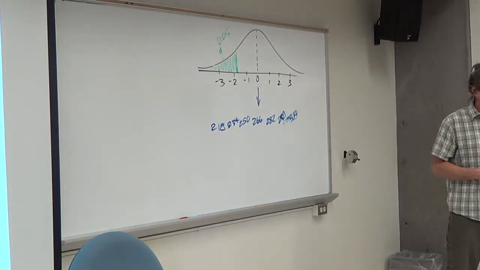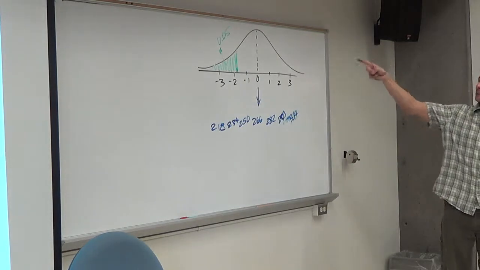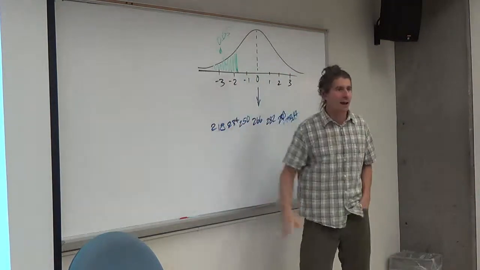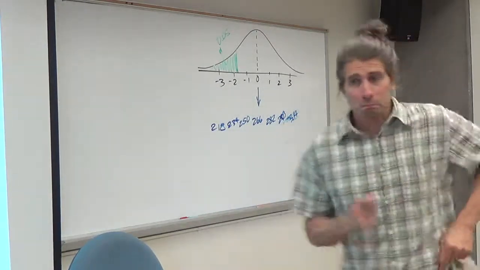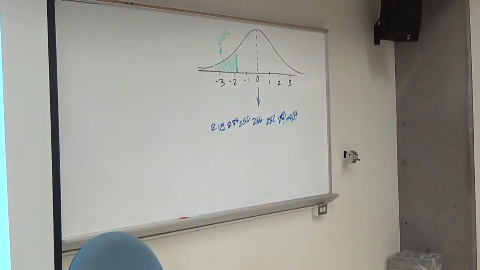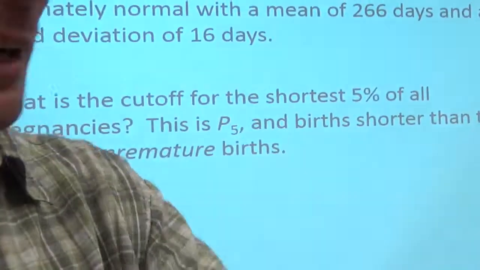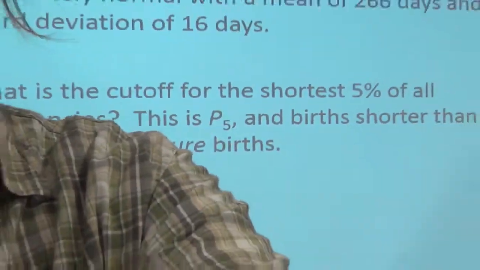Fair enough? Okay, so I know the area has to be 5%, and I know it's shaded to the left. That sounds like an inverse normal problem, doesn't it? Grab your TIs. This is one of those things from 252 you can't actually do without technology. You have to do it via approximation.